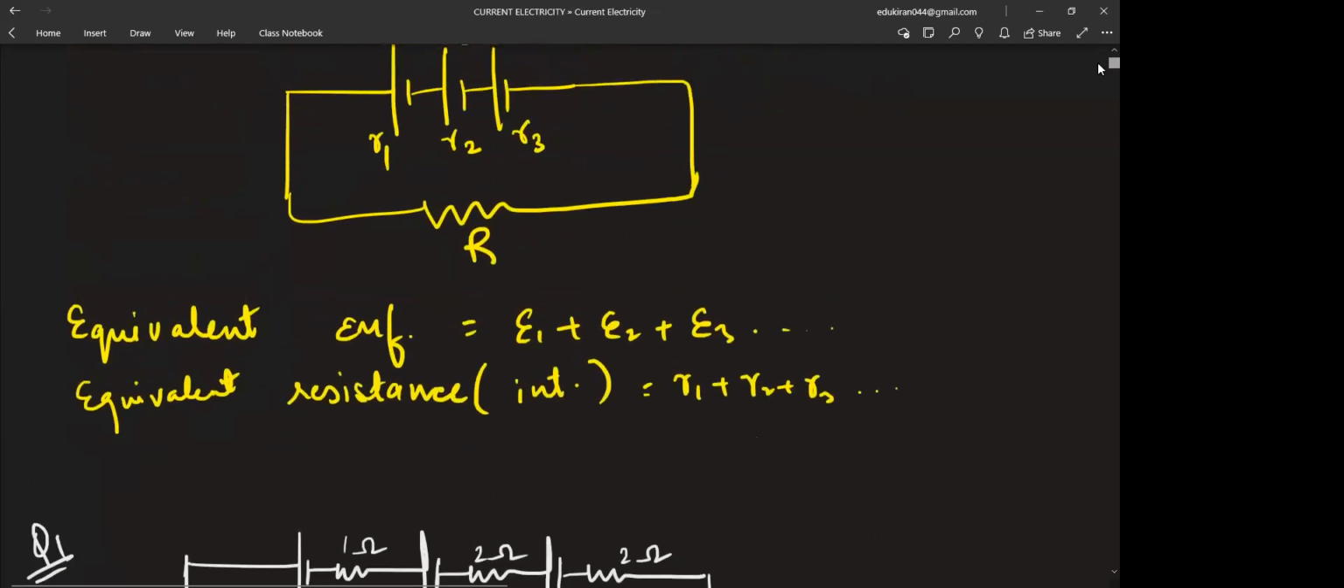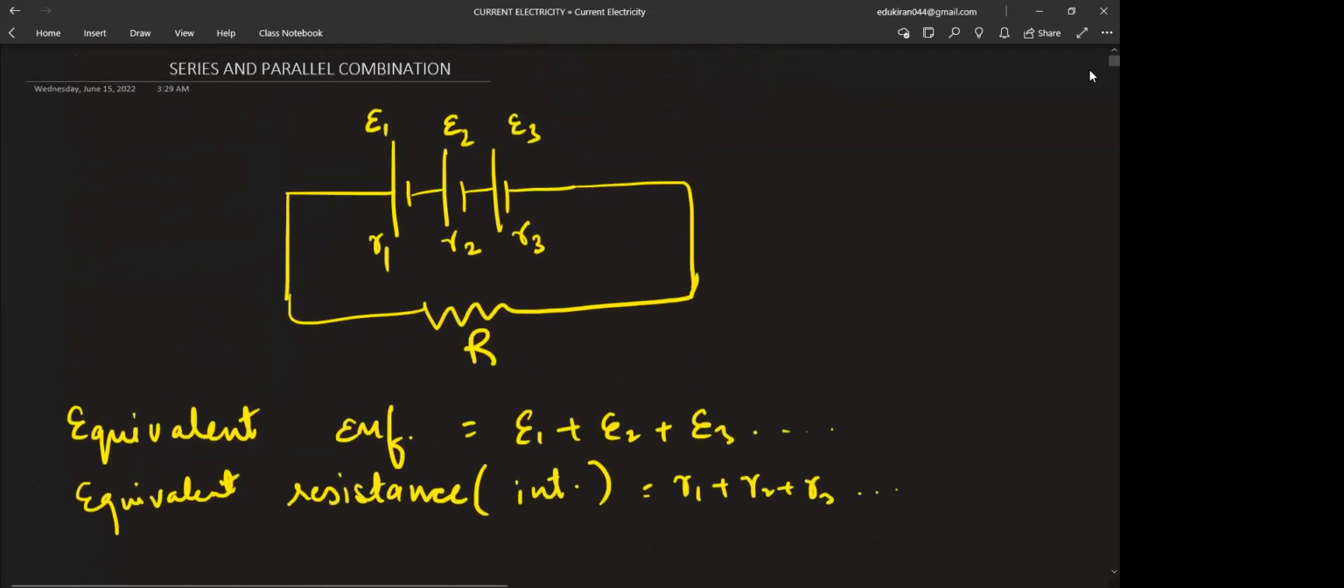But if any of these is changed, like if one cell is put in the opposite way, there's a change here. Then you have to subtract an EMF. But resistance can never be subtracted, so resistance will be added. It's just that the EMF of that particular cell will be changed.